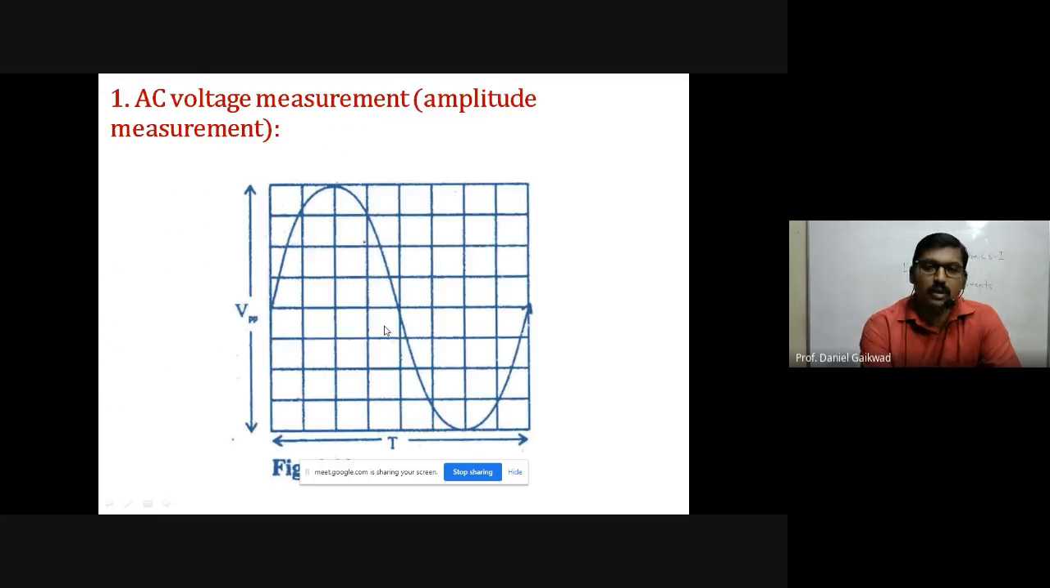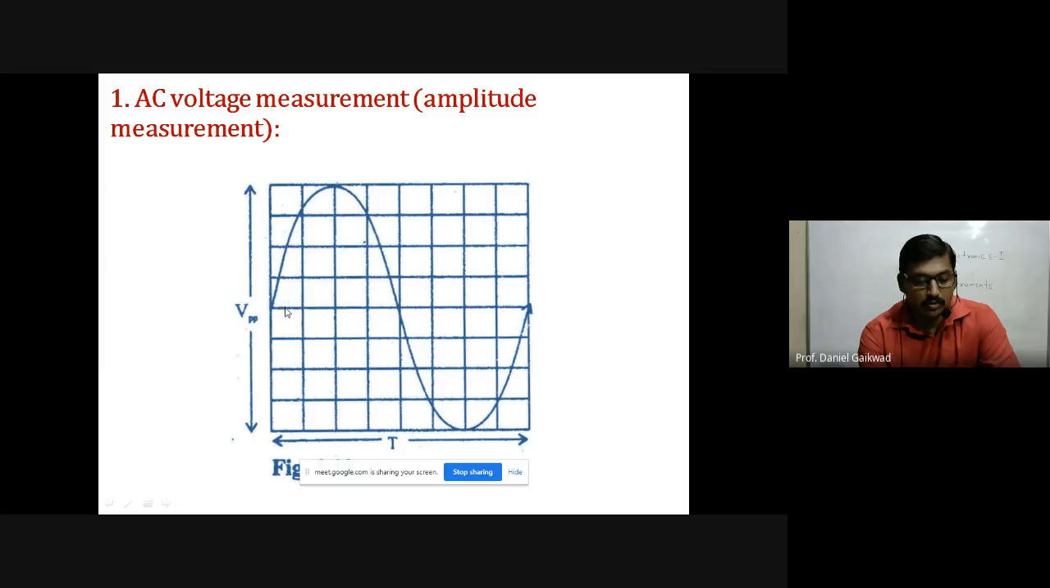Okay, now let us begin with number first, AC voltage measurement, amplitude measurement. AC voltage is given to channel 1 and the waveform is set using the volt per division knob, and it will look like this sine wave. Now check carefully, this is the reference line. This is the crest part and the trough part. This is the input AC signal.